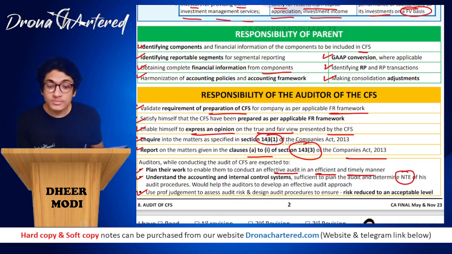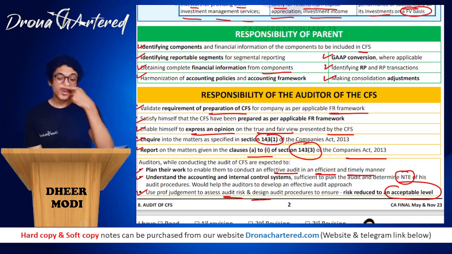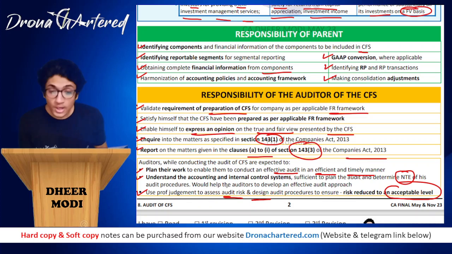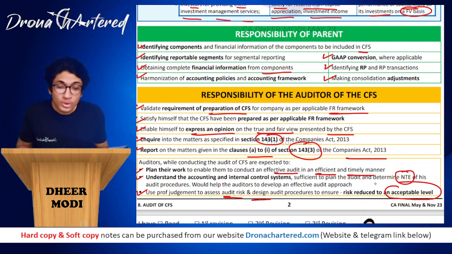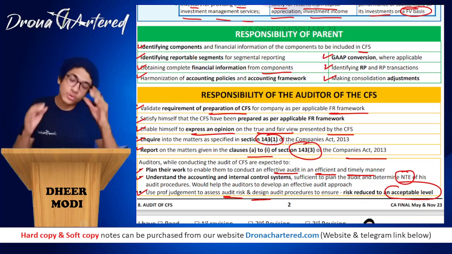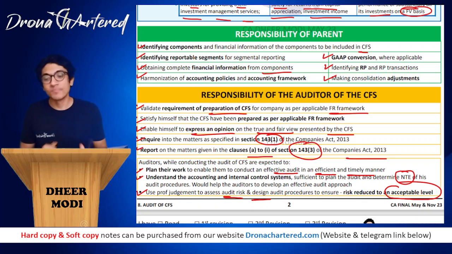Use professional judgment to assess audit risk and design audit procedures to ensure that risk is reduced to an acceptable level. So first you have to assess audit risk, then you have to design audit procedures. Why? To reduce risk to an acceptable level. You will never be able to bring the risk to zero. It will only be to an acceptable level.